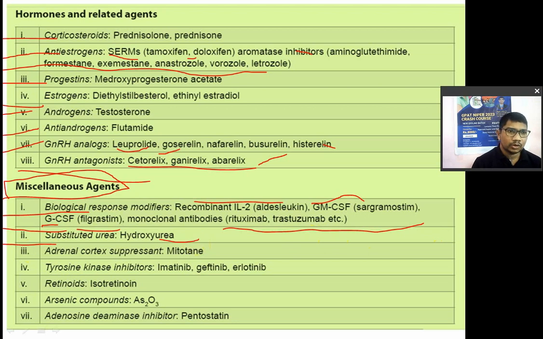Then adrenal cortex suppressant, example is mitotane. Tyrosine kinase inhibitors are imatinib, gefitinib, erlotinib. Then retinoids like isotretinoin or tretinoin known as ATRA, all-trans retinoic acid. Arsenic compound like arsenic trioxide. Adenosine deaminase inhibitor, pentostatin. Right. Now we'll see important points from these anti-cancer drugs.